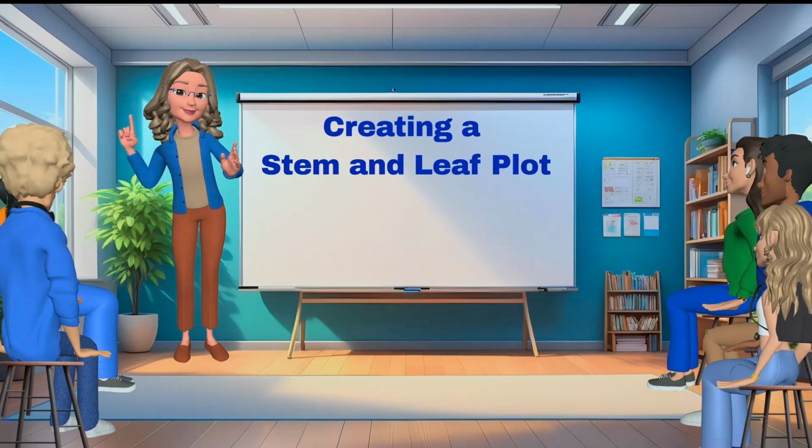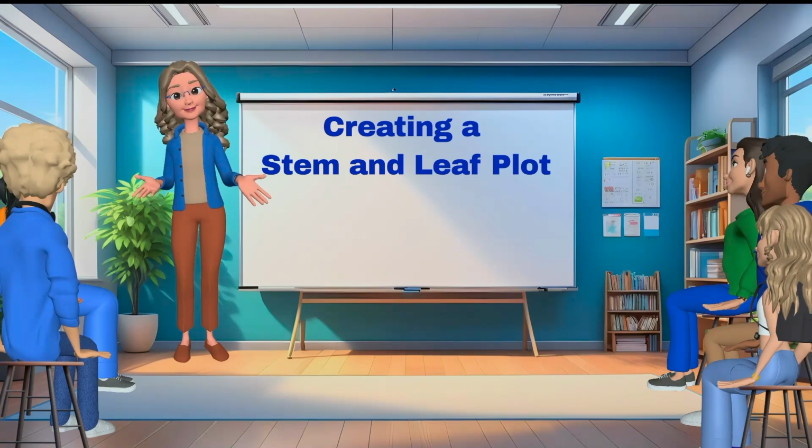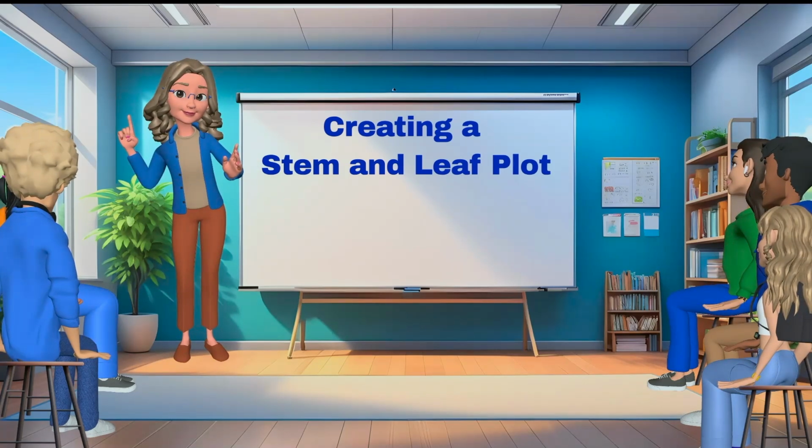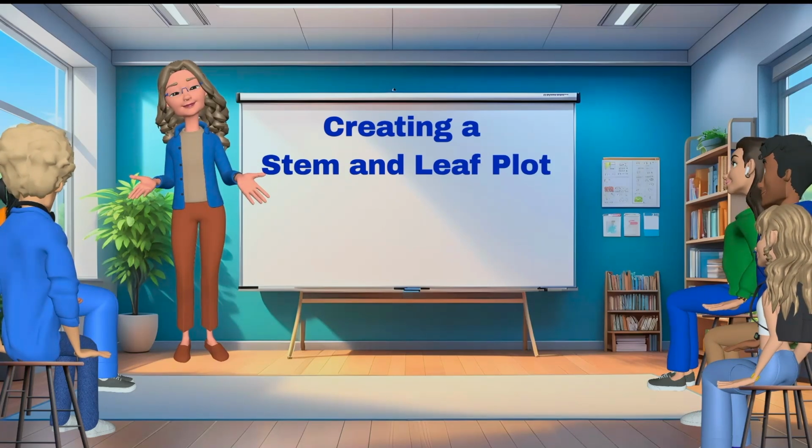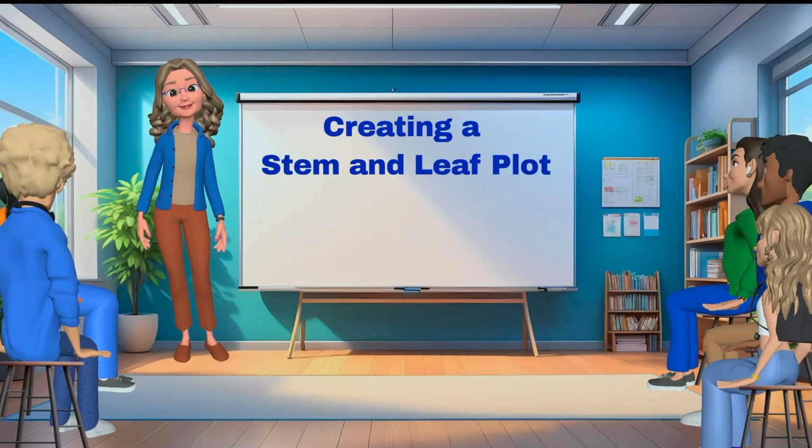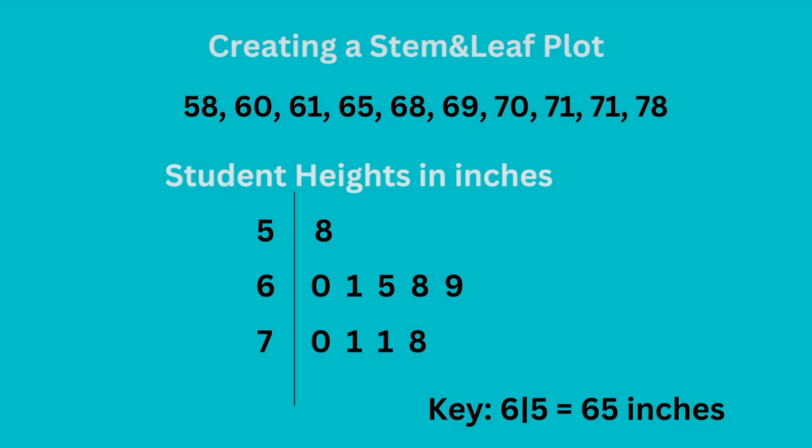Lastly, let's create a stem and leaf plot. This type of plot helps retain the original data values while showing the distribution. Using the same height data, we'll split each value into a stem, the leading digit or digits, and a leaf, the last digit. For our graph, it is essential to include a title to give the viewer an understanding of the graph's content.